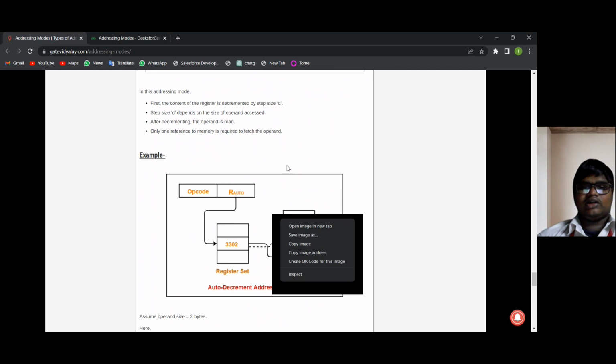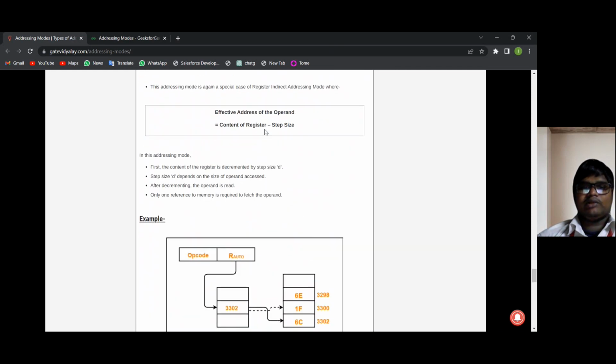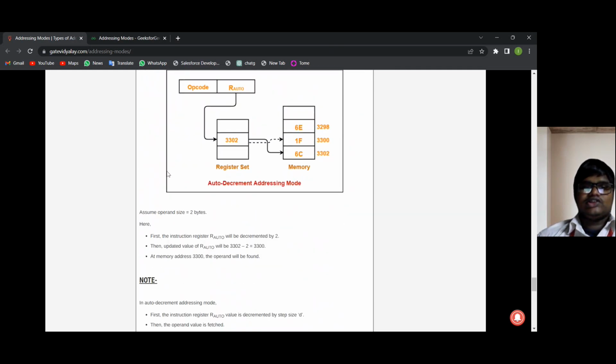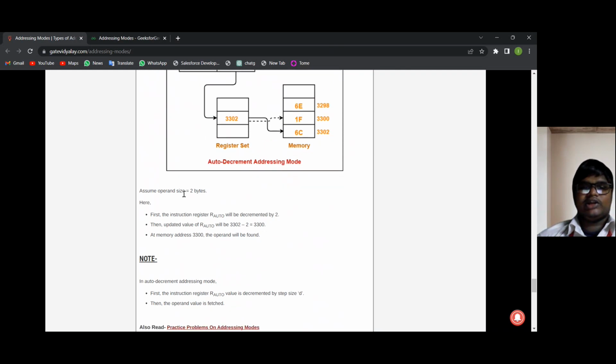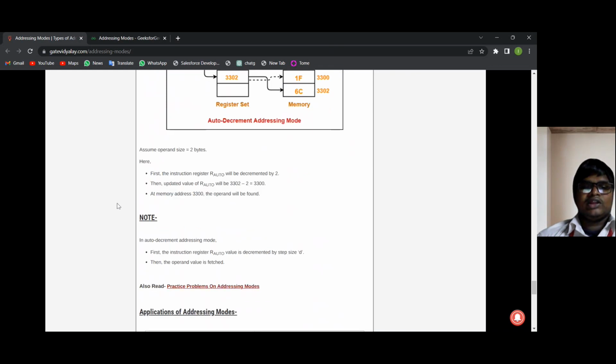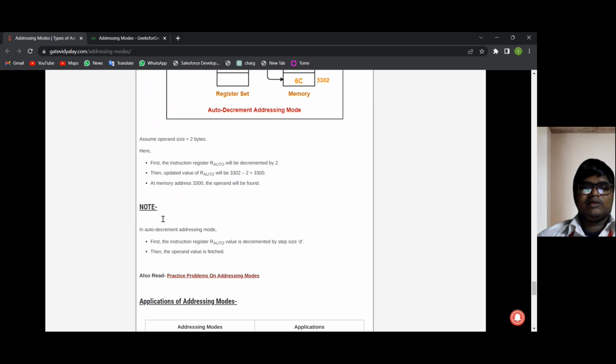Example, here is a block diagram which represents the auto decrement register. Assume that the operand size is 2 bytes. First, the register R auto will be decremented by 2, then the updated value of R auto will be 3302 minus 2, which is 3300. At the memory address 3300, the operand will be found. Note, in auto decrement addressing mode, first the register R auto value will be decremented by step size D. Then the operand value will be fetched.